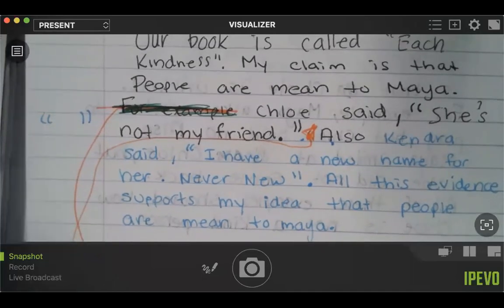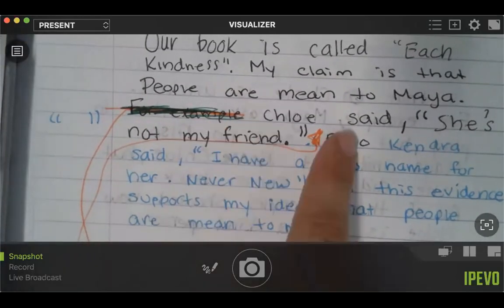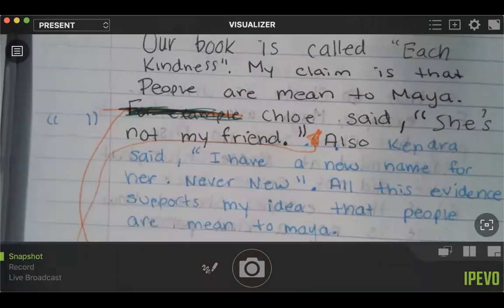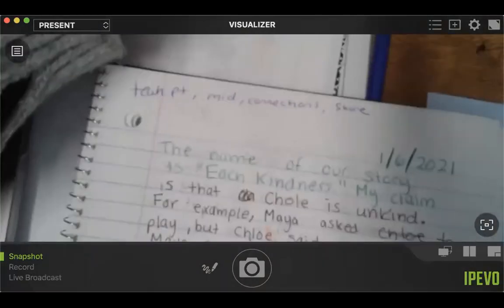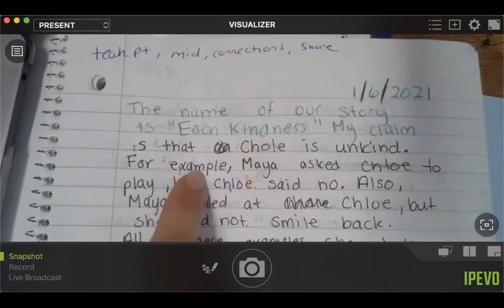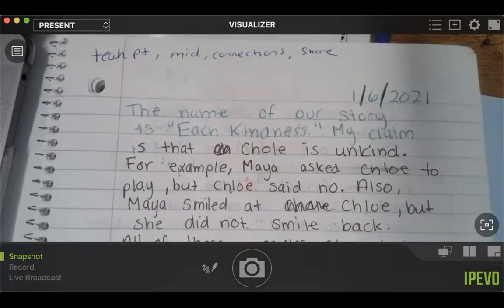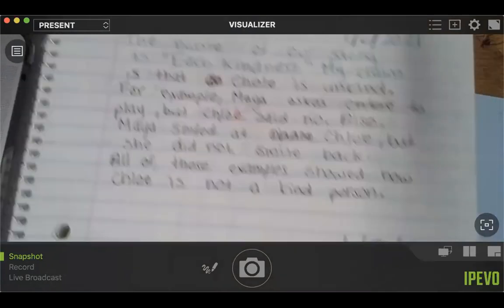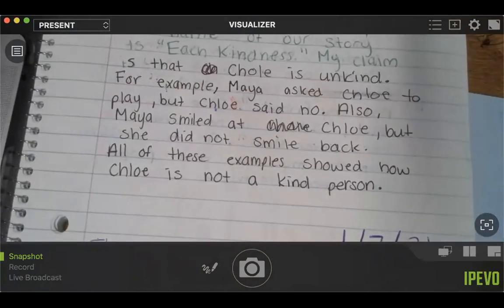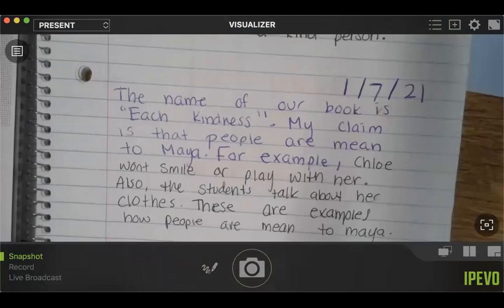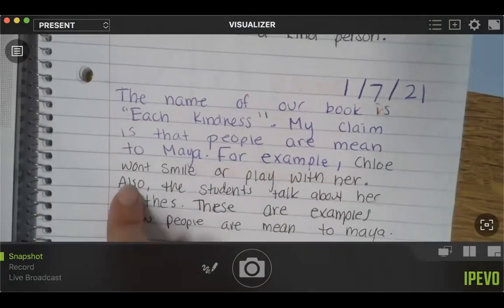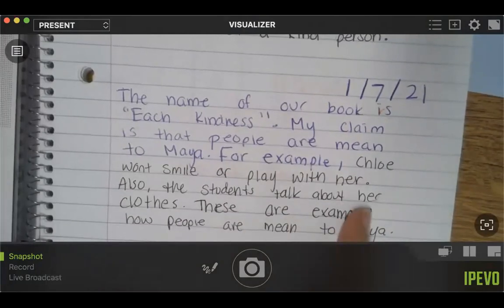So we have, for example, Chloe said she's not my friend. Also, Kendra said, in our old paragraphs, we had said, for example, Maya asked Chloe to play. Also, Maya smiled at Chloe. Same here. For example, Chloe won't smile or play with her. Also, the students talk about her.